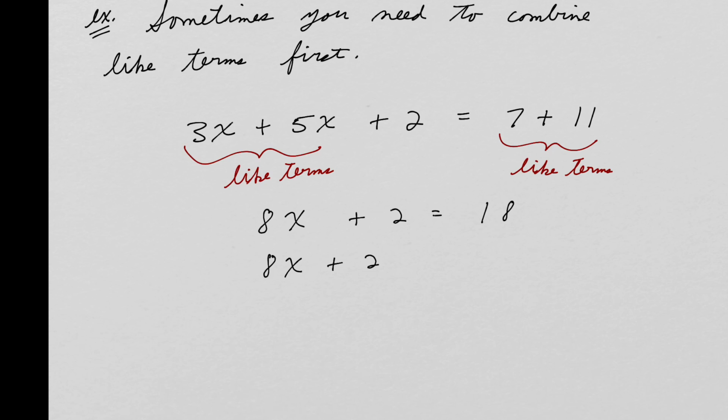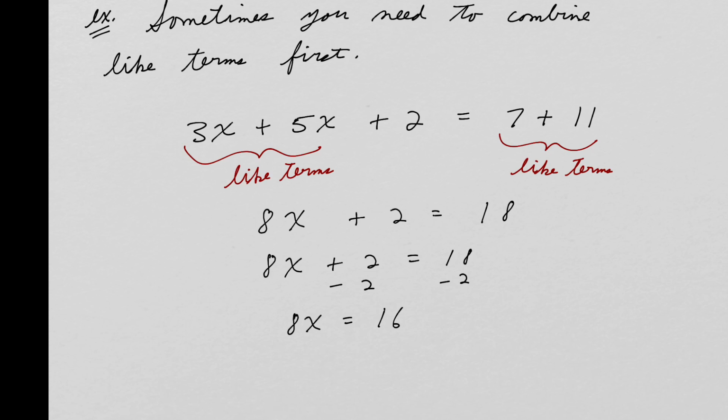Let me write this down again. So I will subtract 2 from the left-hand side. That gives me a 0 there, right? 2 minus 2 is 0. But whatever I do to one side, I also have to do to the other side. So now I have 8x is equal to 16.